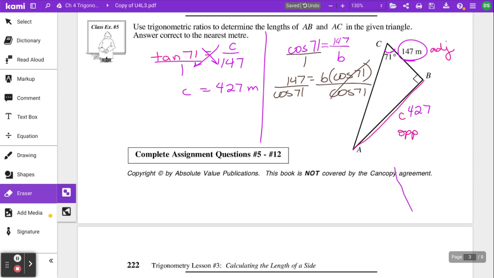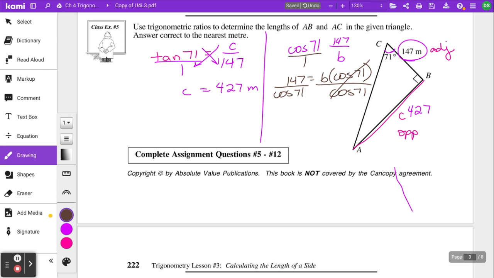Are you okay with the cross multiply step? Kind of. When you have an equal sign, you can go like that, right? Just write it all down. Then you're looking for B. So you have to get rid of the cosine of 71. Okay. You have 20 minutes.